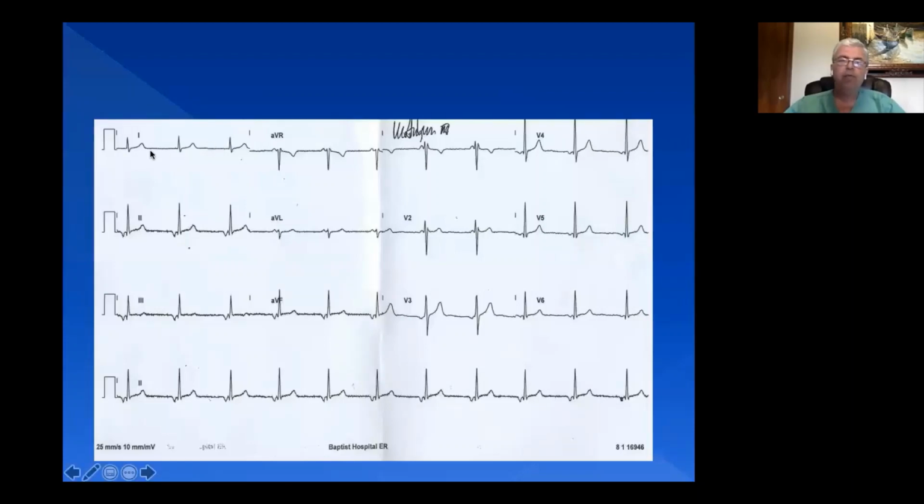Let's look for the P wave. Lead 1, I don't see a P wave, and you think, oh, is that junctional? But you look at lead 2, you see a nice P wave. That's inverted, so it's going away from lead 2, from the bottom up. This is atrial rhythm.